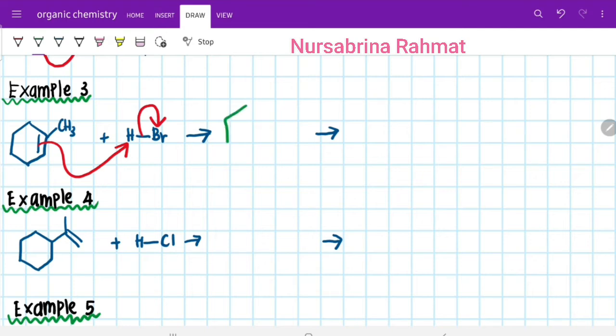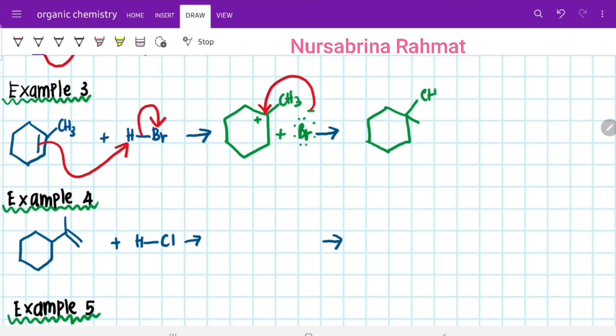So this is my carbocation ion. I need to make the more stable carbocation ion, so my plus charge will be at the secondary carbon. Sorry, it should be at the tertiary carbon, plus my bromide ion as my nucleophile, with 8 electrons. In the next step, the negative charge from my bromide ion will attack the positive center of my carbocation ion. So we are making a new bond between the carbocation ion and my halogen.